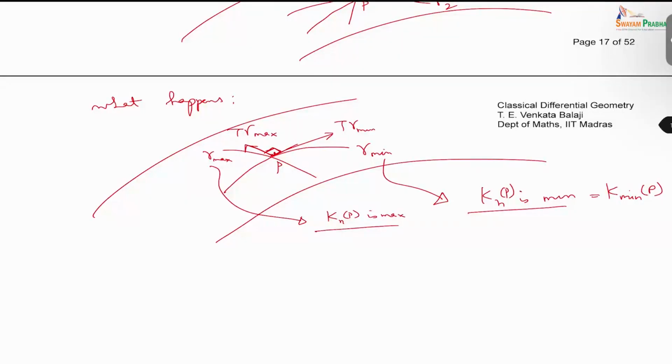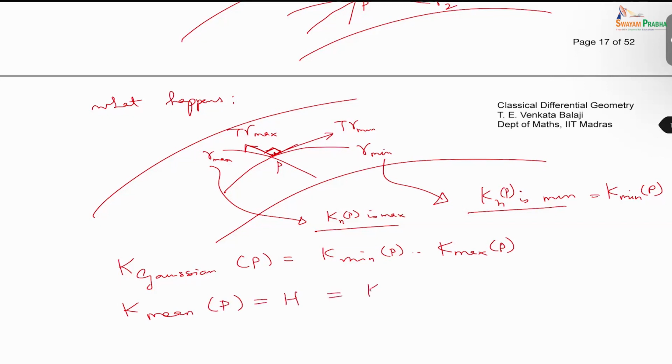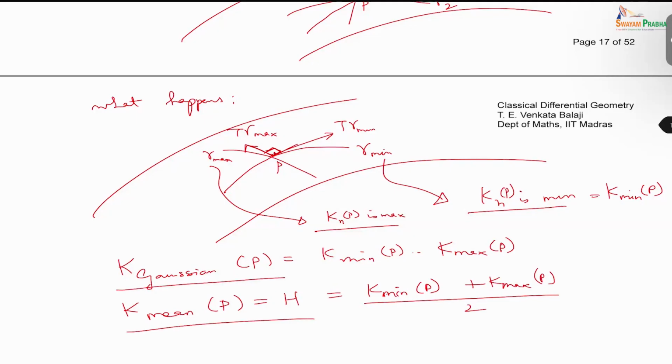So what Gauss did was he took the product of these two curvatures, and this product is what is called the Gaussian curvature. So K Gaussian at the point P is the product K minimum at P times K maximum at P. And then K mean curvature at P, some of the books use H, is going to be the average: K min at P plus K max at P, divided by 2.